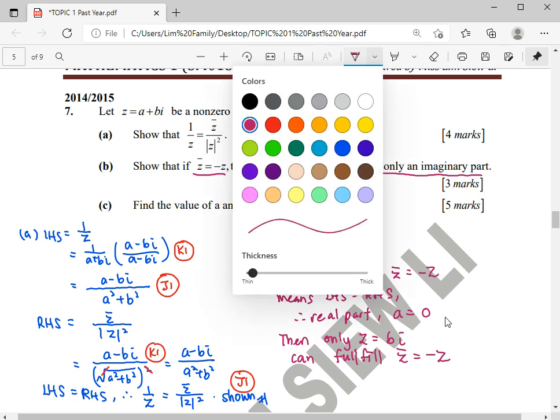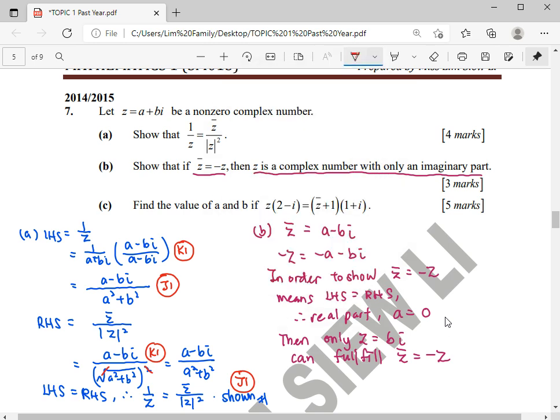So this has 3 marks. So how is it? The first one, we work out the left hand side, right hand side. To show their relationship, left hand side equals to right hand side, our real part must be equal to 0. Then now we can prove that the complex number only has imaginary part. So that will be our 3 marks.